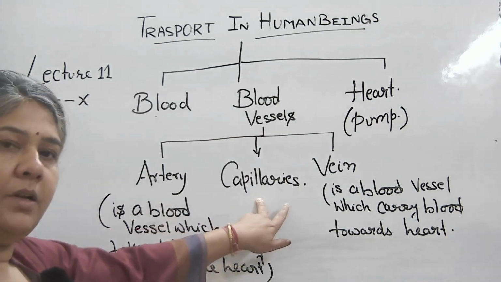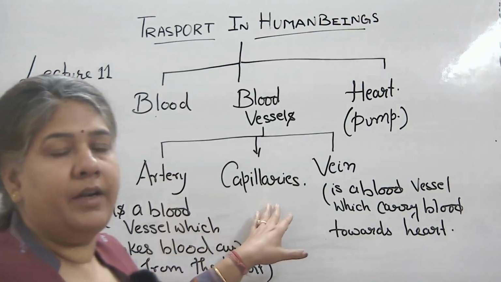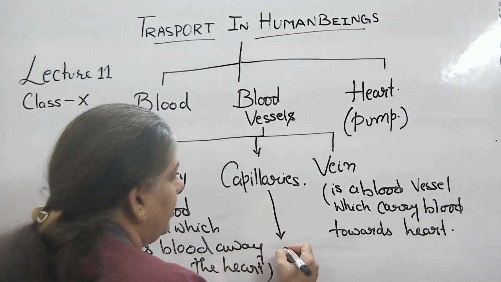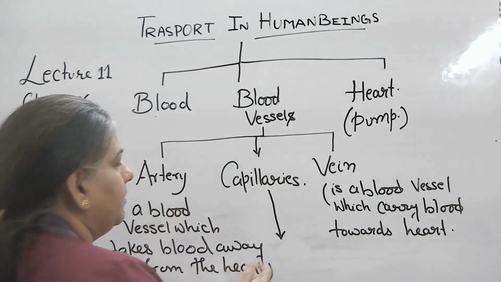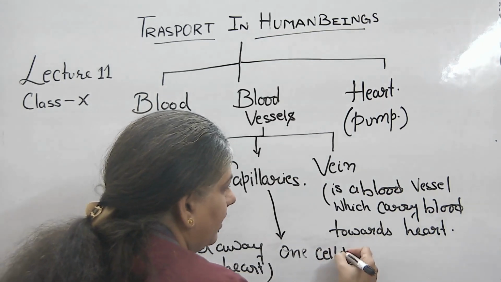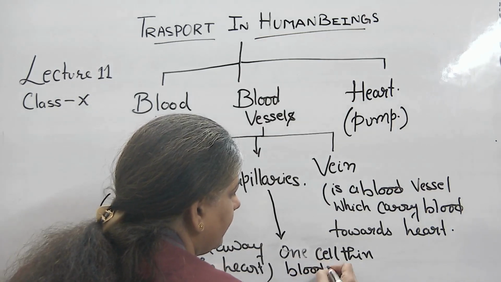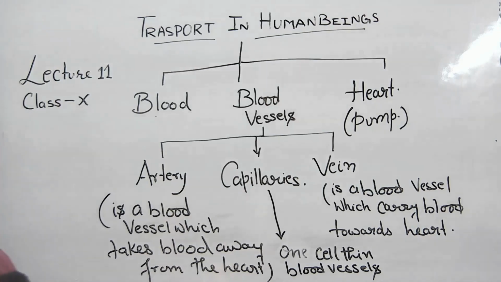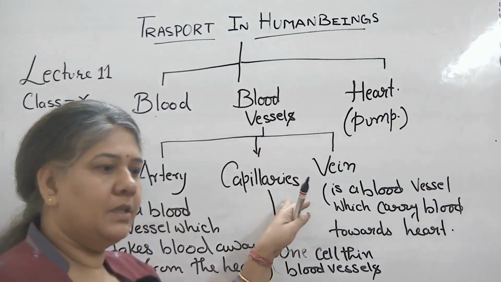Okay, what about capillaries? Capillaries are the connective tubes. So these are very thin or just one cell thin blood vessels, where diffusion of gases take place. So I'll make this concept a bit clear.